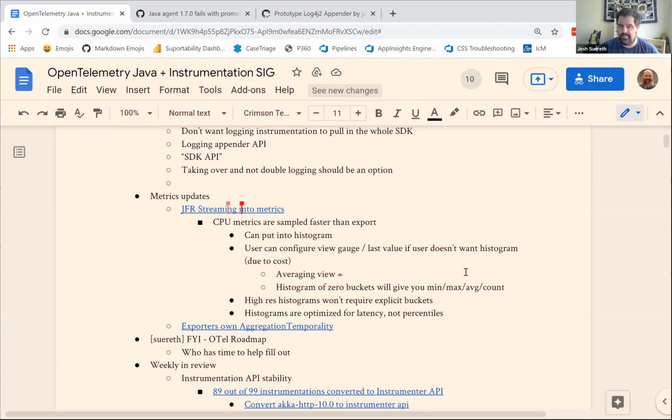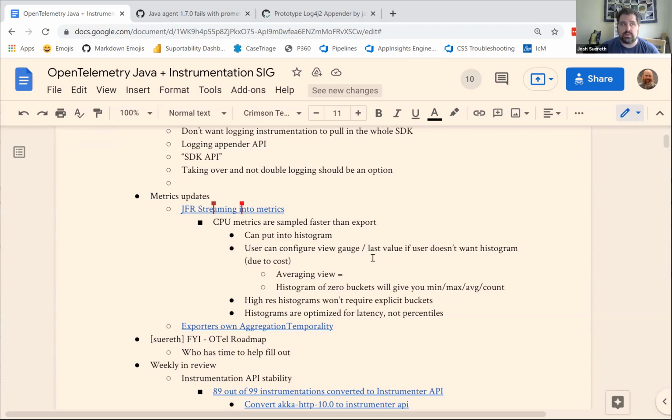So anyway, there's a lot of really good things coming out of this JFR streaming. These are going to be awesome metrics. So lots of good discussion there, and trying to make sure that all gets back to the metric SIG. So okay, that answers, I think, one of the questions I had about why the percentiles didn't map well into histograms, is because we don't have the high resolution, the exponential bucketing at this point.